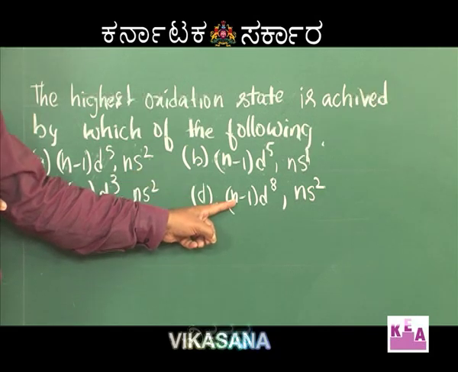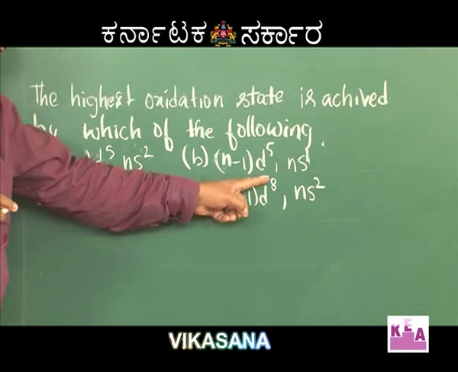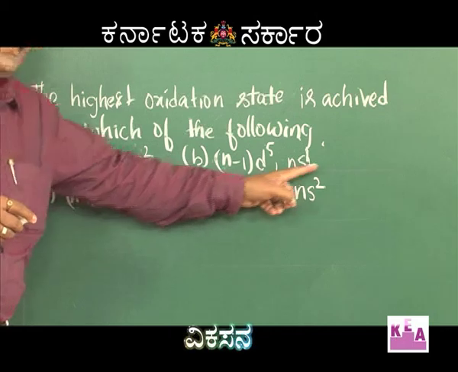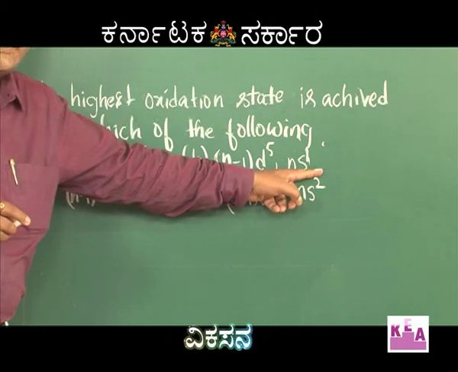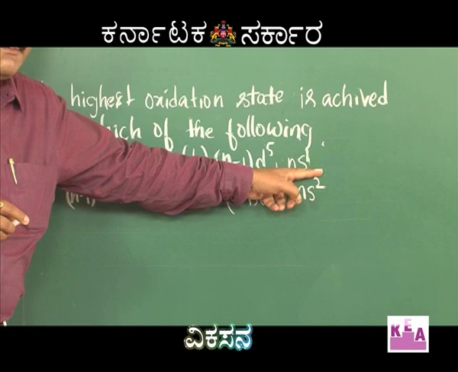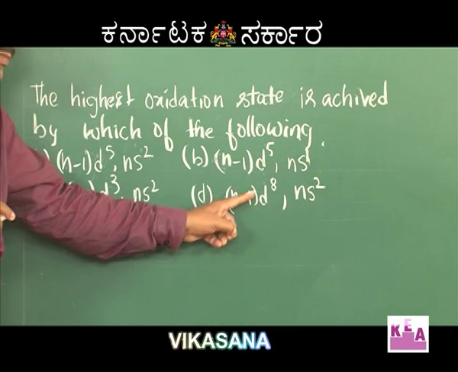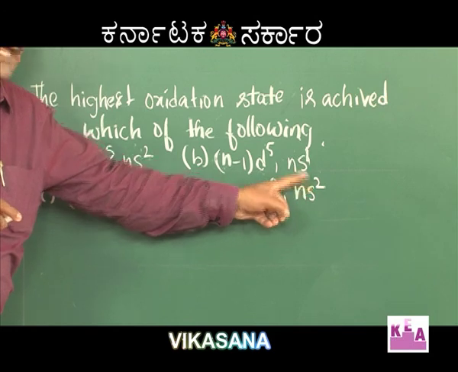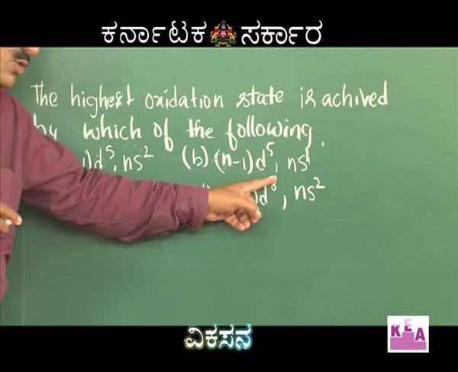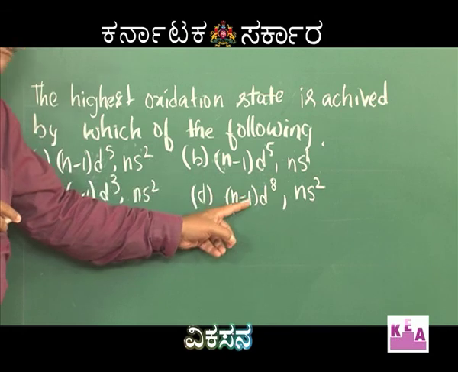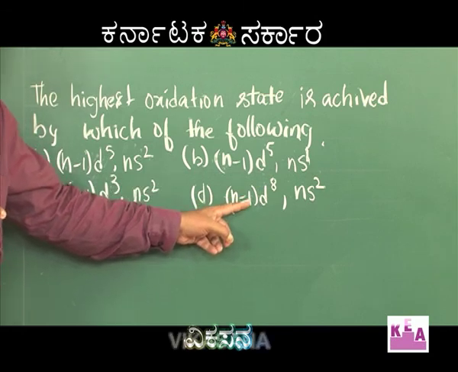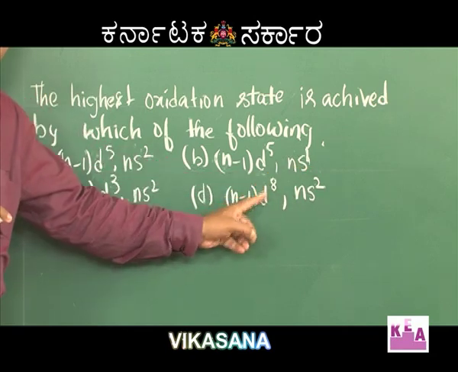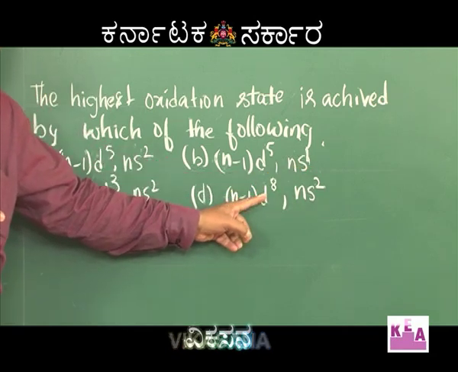Whereas option D, (n-1)d8 ns2 cannot exhibit 8 plus 2, +10 oxidation state, because maximum oxidation state is number of unpaired electrons in this plus the number of electrons in ns. So here, when d8 configuration is there, we have 2 unpaired electrons here and 2 electrons here, 2 plus 2, this can exhibit +4 oxidation state.